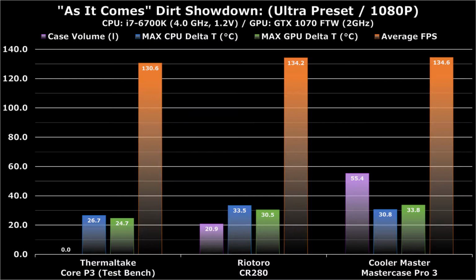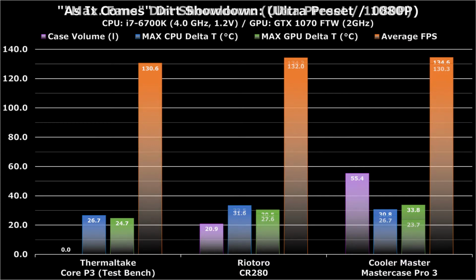That's a pretty accurate comparison, because the Mastercase Pro 3 is such an open and sort of breathable case with high ventilation. So if we add in the maximum airflow test, you can see now that the maximum airflow test is actually the way you'd expect it to be. The CPU is hotter than the GPU, but for the as it comes test, the CPU is cooler than the GPU. So that's one thing I think is wrong.